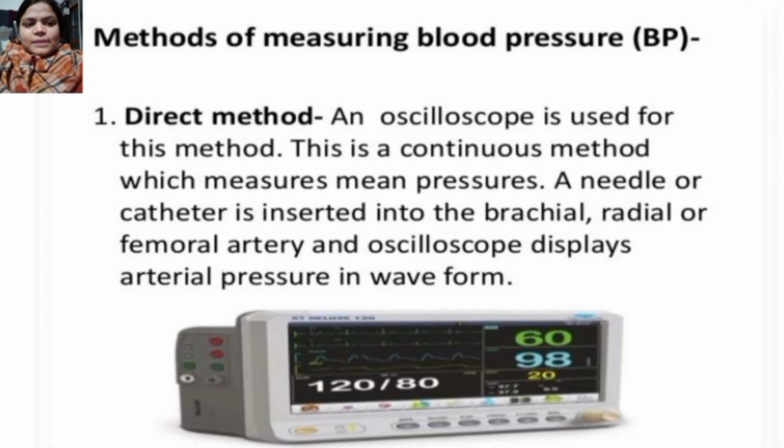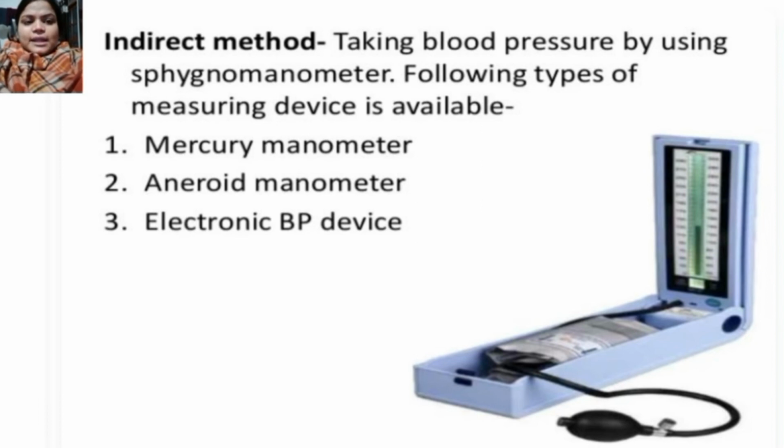Methods of measuring blood pressure. Direct method: an oscilloscope is used for this method. This is a continuous method which measures mean pressure. A needle or catheter is inserted into the brachial, radial or femoral artery and the oscilloscope displays arterial pressure in a waveform. Indirect method: taking blood pressure by using a sphygmomanometer.